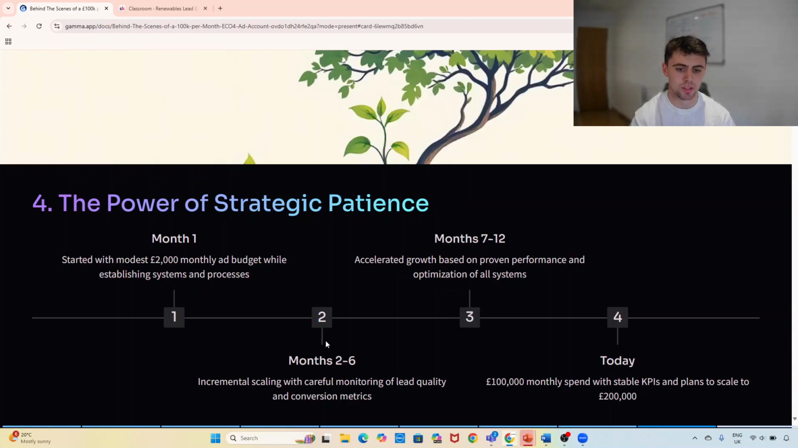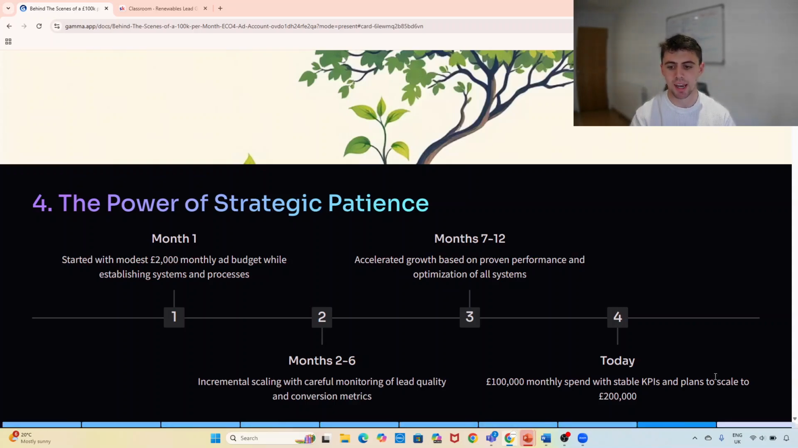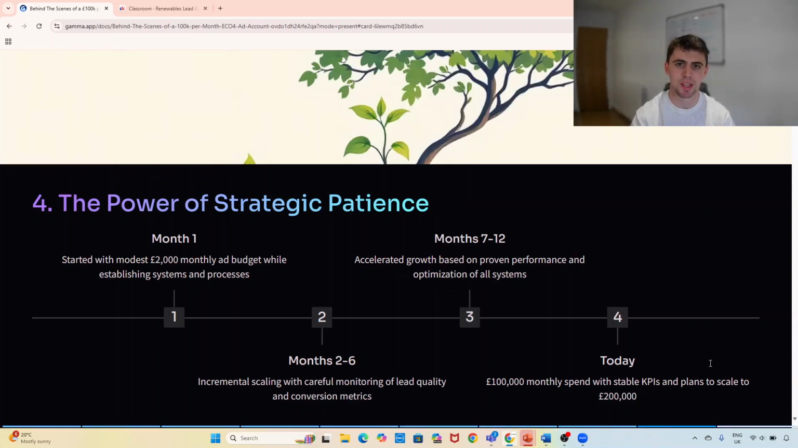Once we were confident that everything was working as it should, and the installer was doing plenty of installs, in month 7 to 12, we then scaled quite aggressively. I believe we went from a spend of about 20 to 30,000 all the way up to £100,000 per month in the last month with us. And now we're at the point today where they've asked us to scale that to £200,000 per month as quickly as possible. So we'll continue the same process of incremental increases, monitoring results, and just making sure that as we increase things, results stay where they need to be.